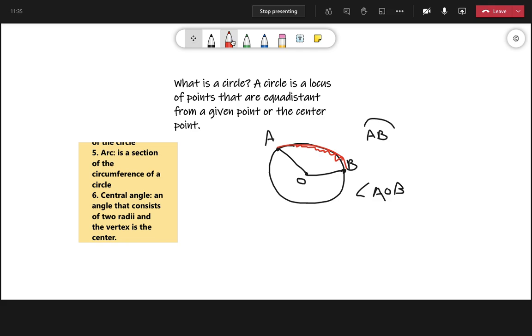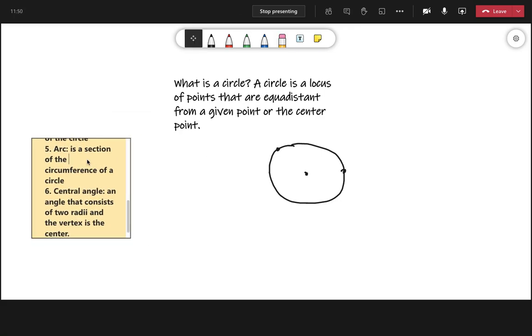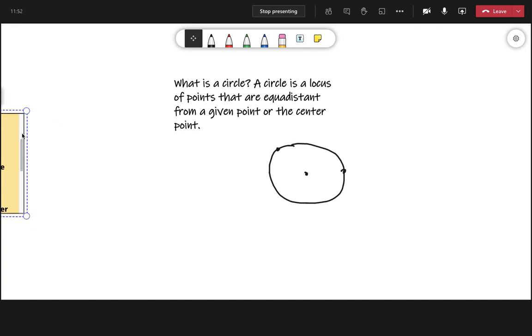Okay? Now let's talk about circumference again. Let's talk about the circumference of a circle. How can we find the circumference of a circle? Well, there is a specific formula that we're going to use. Make sure you guys know the definitions. I'm going to throw these to the side for right now. We're going to come back to those later.